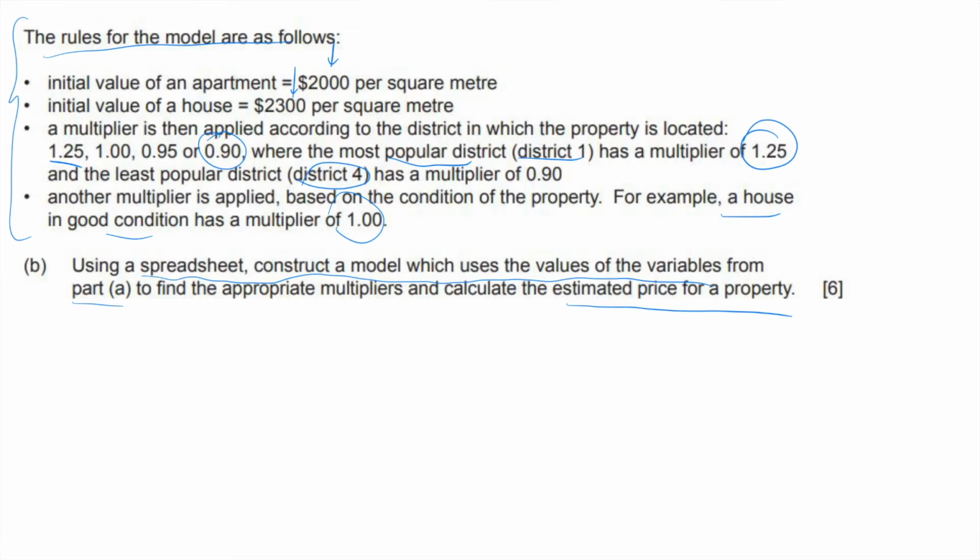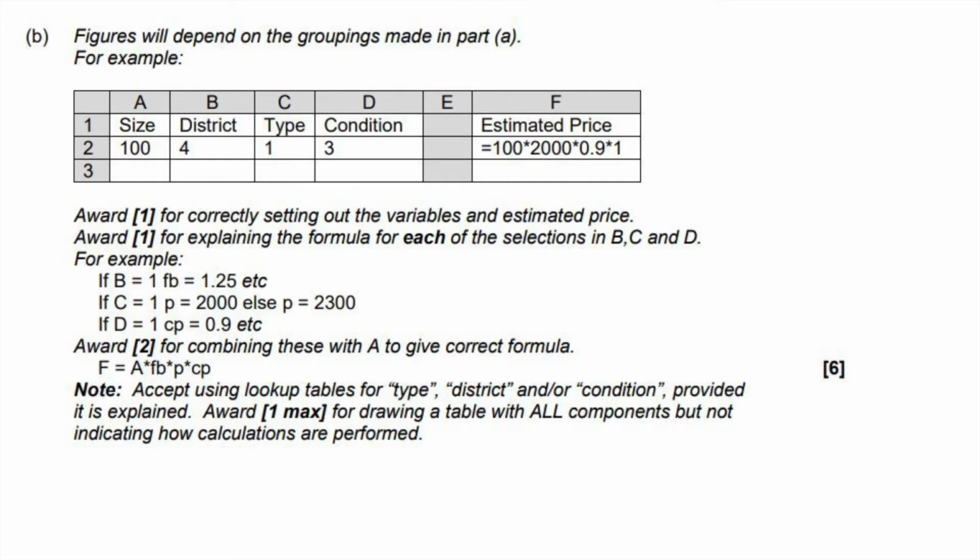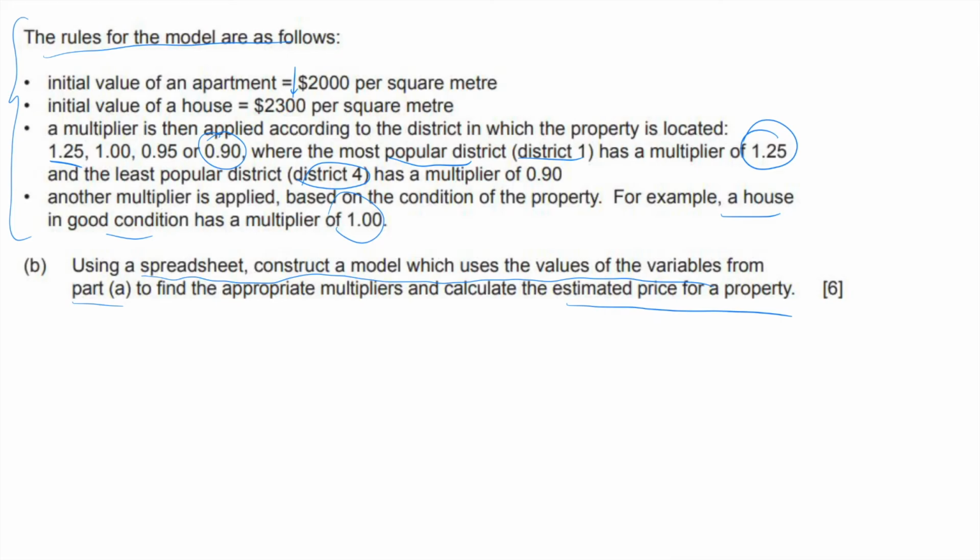Now the mark scheme actually does kind of a poor job of this, but here's an example of what we would end up with. A model would have 4 columns, each one representing a particular variable. For example, right here, District 4, the size is going to be the number of square meters. District 4 would be the district it's in, type would be house or apartment, and condition would be like good, very good, etc. So this is our size, this is the price per square meter, because our type is an apartment, which corresponds to $2,000 per square meter.